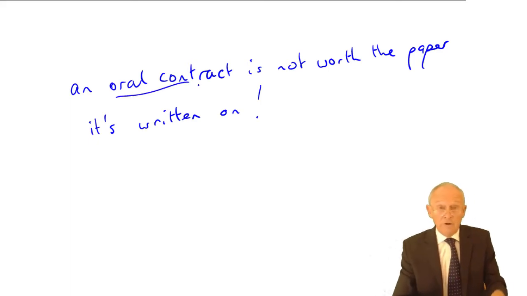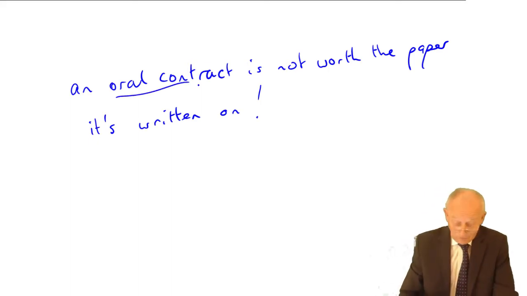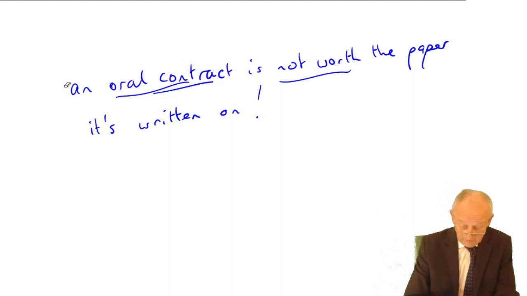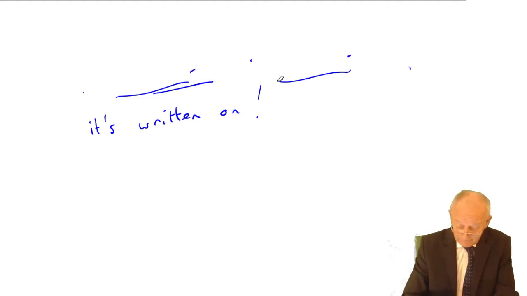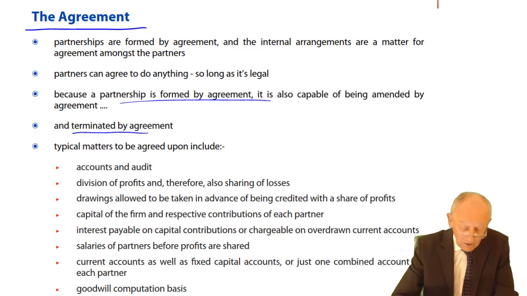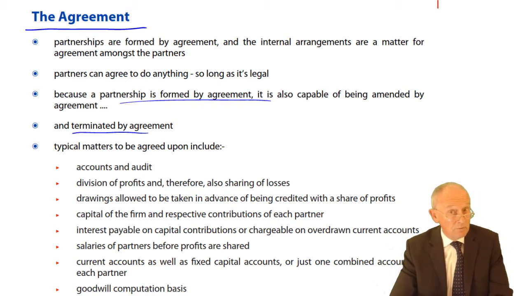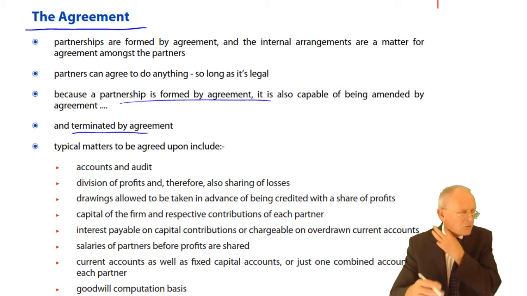An oral contract is not written on any paper. Exactly. It's not written on any paper, and therefore it's not worth anything, because it's not worth the paper it's written on. So an oral contract is very difficult to prove, very difficult to establish. And so if you ever do choose to go into partnership, you'll ideally make sure it's in writing, and that it's been drawn up by somebody with a legal background, somebody who has experience in drawing up partnership agreements. Anyway, let's move on.